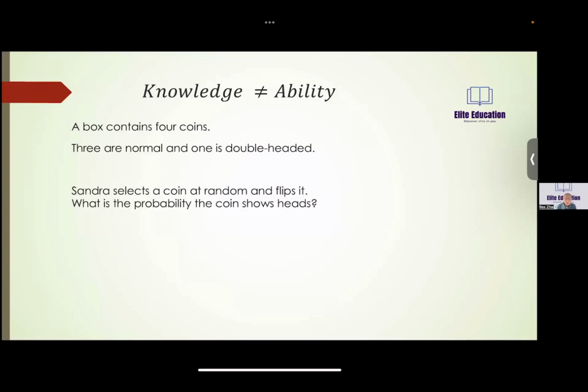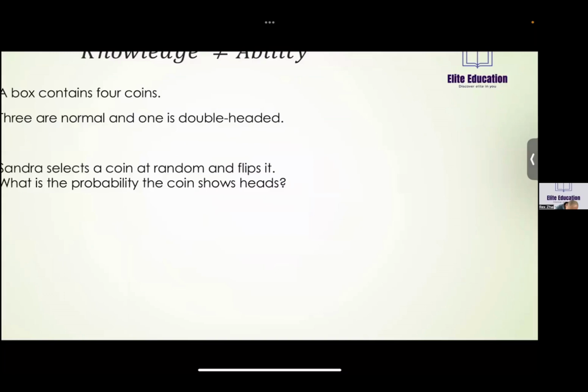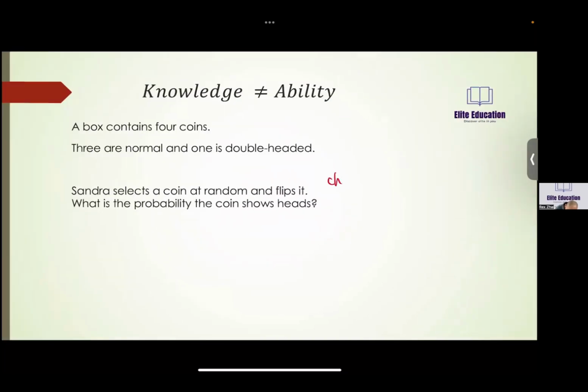Now, for this question, what we actually need children to understand at this stage is the concept of chance. We must return to the essence of this problem, which is that chance equals my total outcomes.